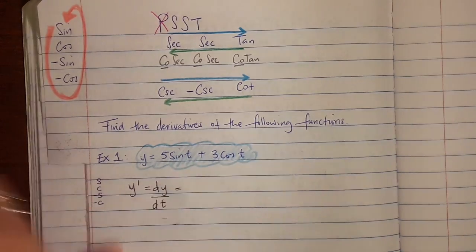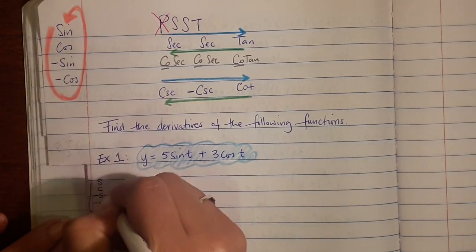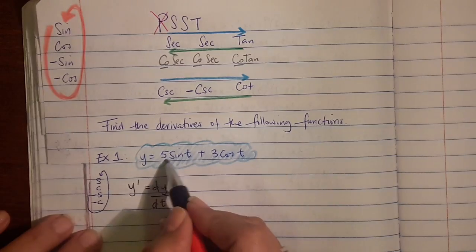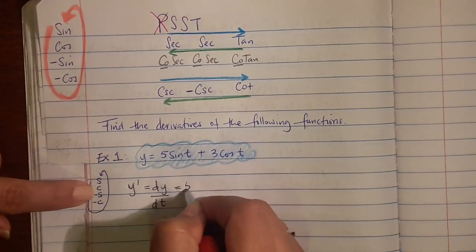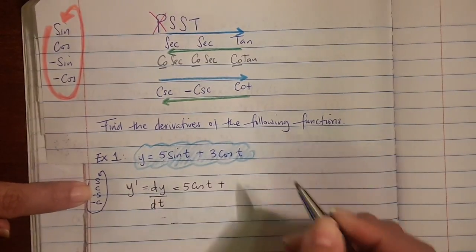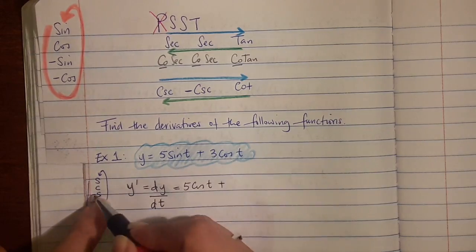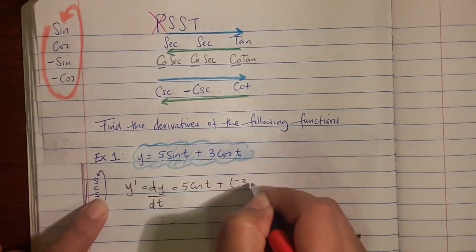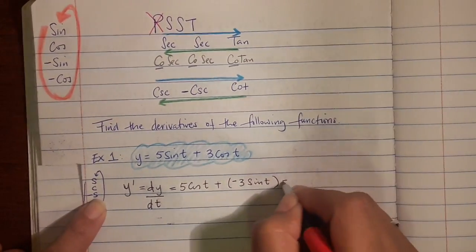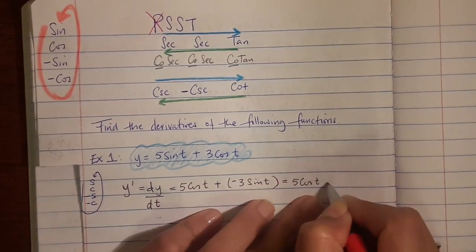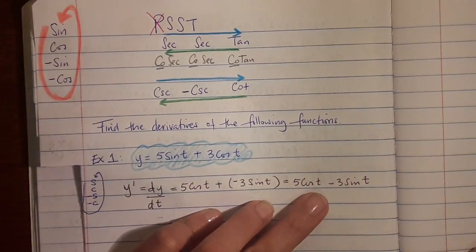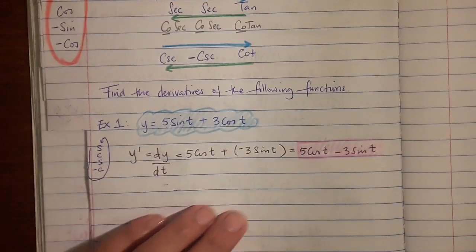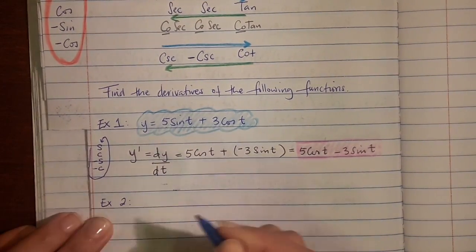So the derivative of 5 sine t is going to go from sine, follow the arrow. So it goes from sine to cosine. So that's going to be 5 cosine t. Plus the derivative of 3 cosine t is going to go from cosine to negative sine. So negative 3 sine t. And then let's simplify this. 5 cosine t minus 3 sine t. And that's pretty much all there is to it. So it gets a little bit complicated, but it's the same steps.